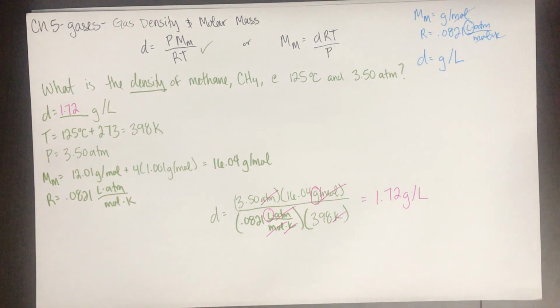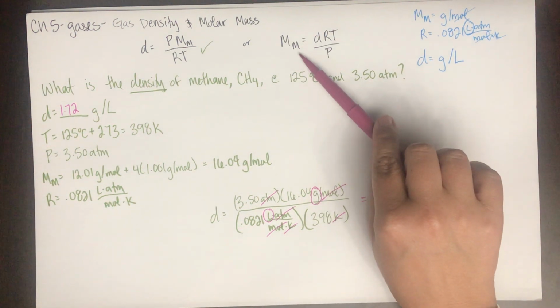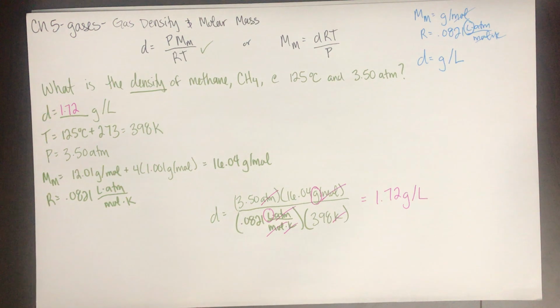So that is how you solve for density using the molar mass and the rearranged version of the ideal gas law. You also could solve for molar mass of a gas if you were given density.